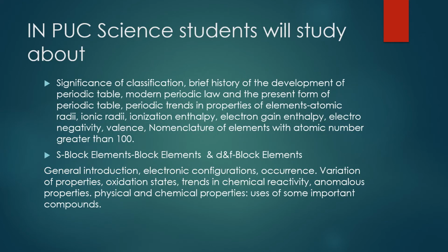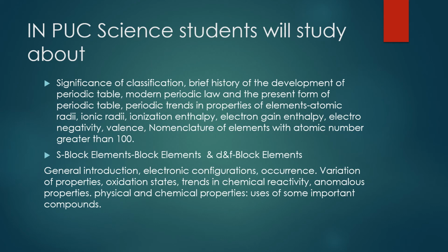Now, in PUC first year and second year, what are you going to study? Here you are going to study the significance of classification and a brief history of the development of the periodic table, how it was developed, then the modern periodic law and present form of the periodic table, and periodic trends of properties of elements, such as atomic radii, ionic radii, ionization enthalpy, electron gain enthalpy, electronegativity, valency, and nomenclature of elements.